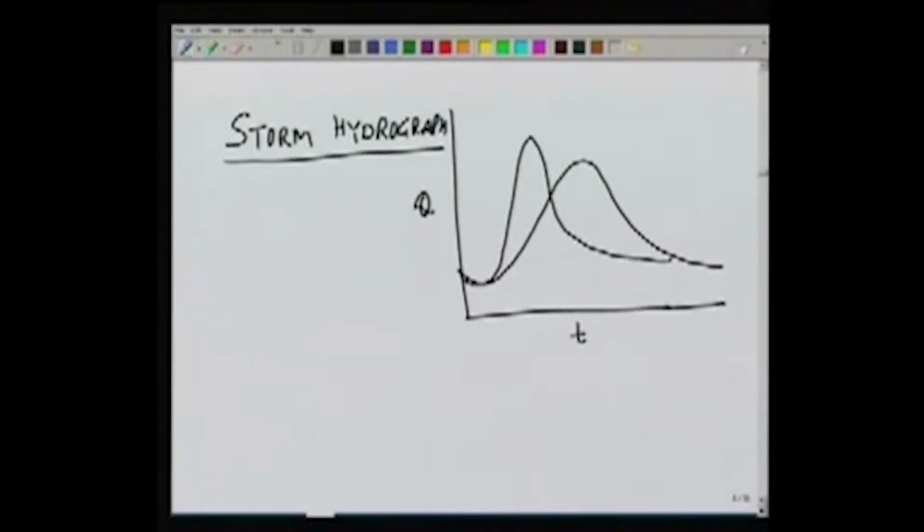So let's see how the storm hydrograph shape is affected by different factors. The factors which affect the shape depend on the basin or the catchment. Basin and catchment are used, they are kind of synonymous. So some basin or catchment properties affect the shape of the hydrograph. So what we are now looking at is when a rain occurs, how the runoff changes.